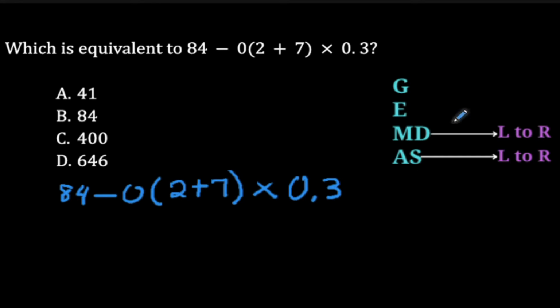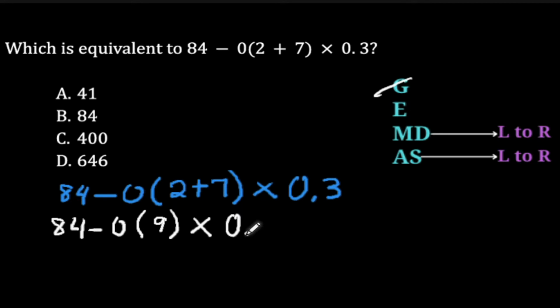Again, we're going to perform operations within grouping symbols first, right? So let's bring everything else down. 84 minus 0 times the quantity, and we have 2 plus 7, which is equal to 9. And remember, parentheses denote multiplication. More on that in just a moment. Let's bring everything else down. So now we have 84 minus 0 times 9 times 0.3.